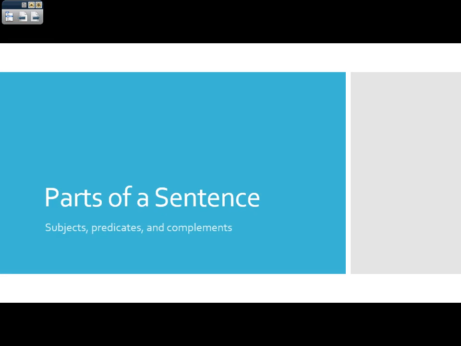Okay, this lesson is going to be over parts of a sentence, subjects and predicates. A lot of this should be review for you, but we're going to go over this today because it's kind of the basis of everything else we're going to do with grammar this year. So subjects and predicates are what we're going to cover today.